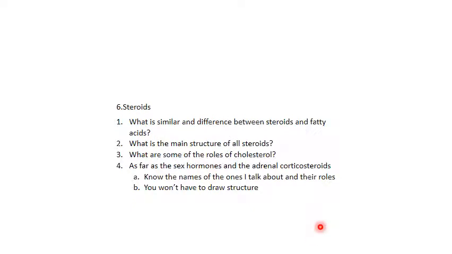Okay, steroids. So this is the second type of lipid. The first type of lipid were fatty acids and their constituent things. A similarity between steroids and fatty acids is they both have lots of carbons. What is the main structure of steroids? Well, they have the 3 ring structures. What are some of the roles of cholesterol? Well, they're listed. Cholesterol is the most important steroid in our bodies. Sex hormones and the other steroid hormones are made from cholesterol, vitamin D, I believe, and okay.